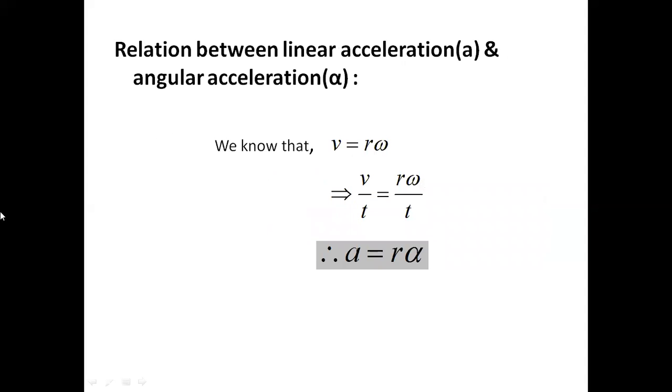Then the relation between linear acceleration a and the angular acceleration alpha. From the previous slide, we know that the relation connecting the linear velocity and angular velocity is v is equal to r omega. Here also, again divide on both sides by t. What we will get? v by t is equal to r into omega by t. But the rate of change of linear velocity is acceleration a, and the rate of change of angular velocity is angular acceleration alpha. Therefore, we get a is equal to r alpha. So this is the relation connecting the linear acceleration and angular acceleration alpha.